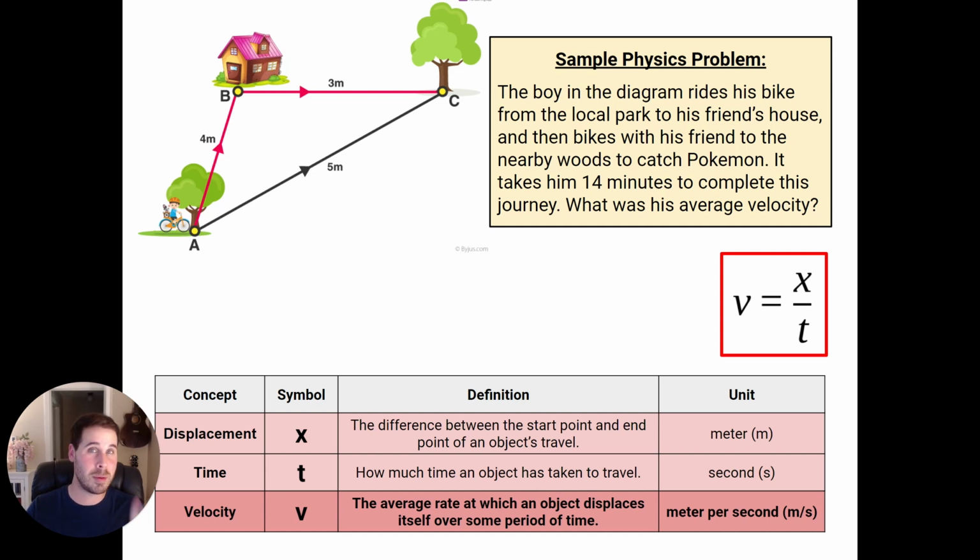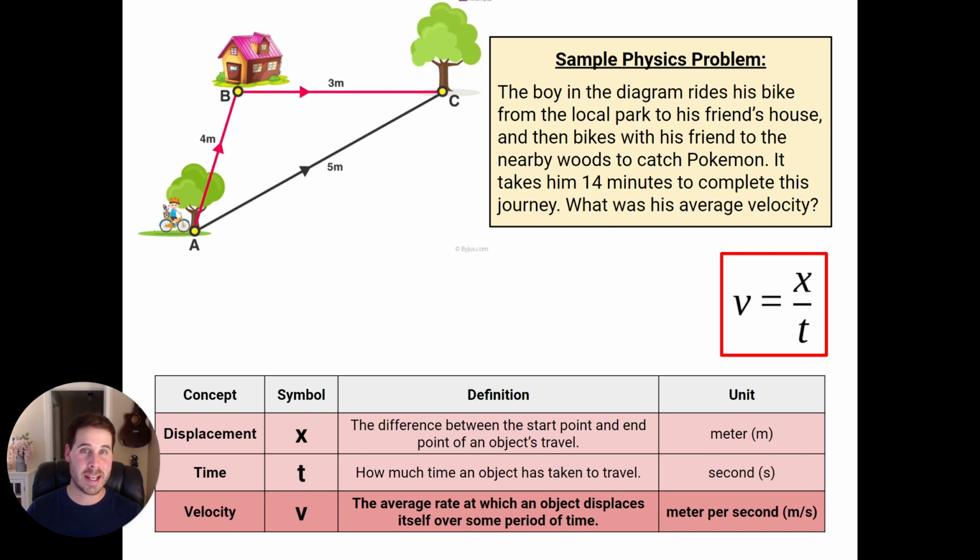Here's our sample physics problem number 2 for today. The boy in the diagram rides his bike from the local park to his friend's house, and then bikes with his friend to the nearby woods to catch Pokemon. Sounds fun. It takes him 14 minutes to complete this journey. What was his average velocity?